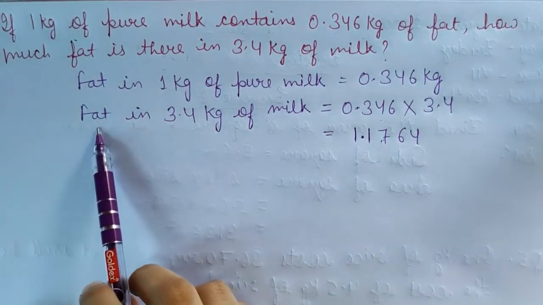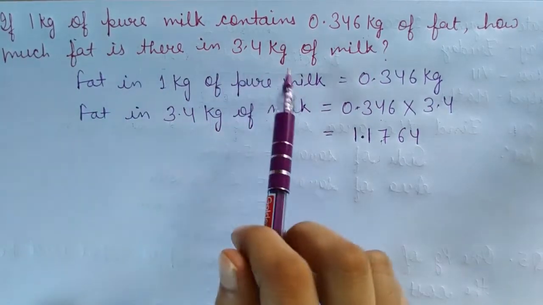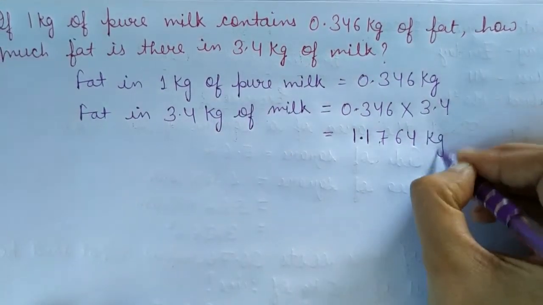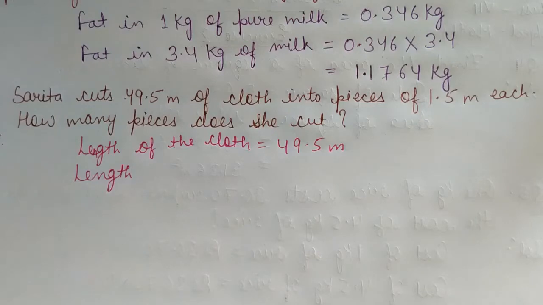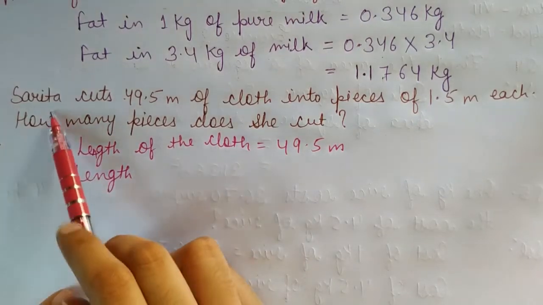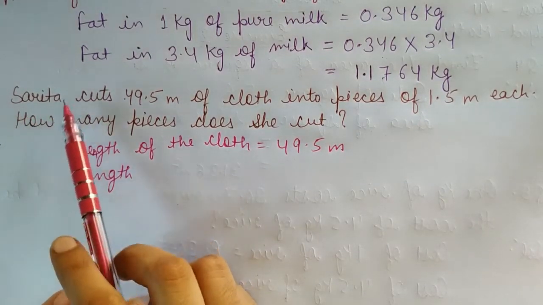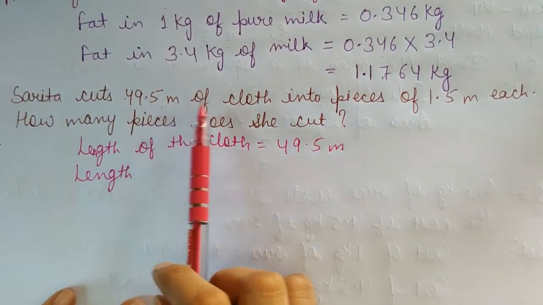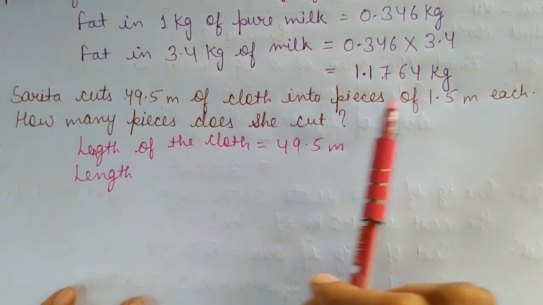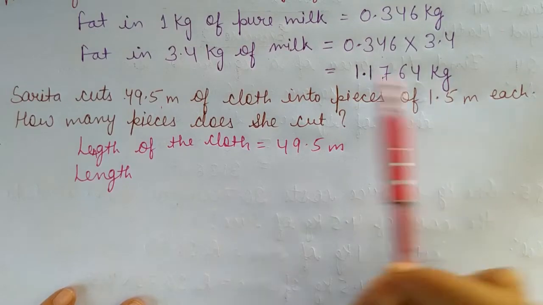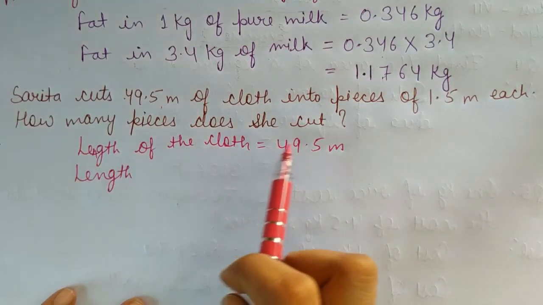And since we were finding the fat, as you know, fat is given in kg, so our answer will also be in kilograms. Now our next question is question number 7. Sarita cuts 49.5 meter of cloth into pieces of 1.5 meter each. How many pieces does she cut?